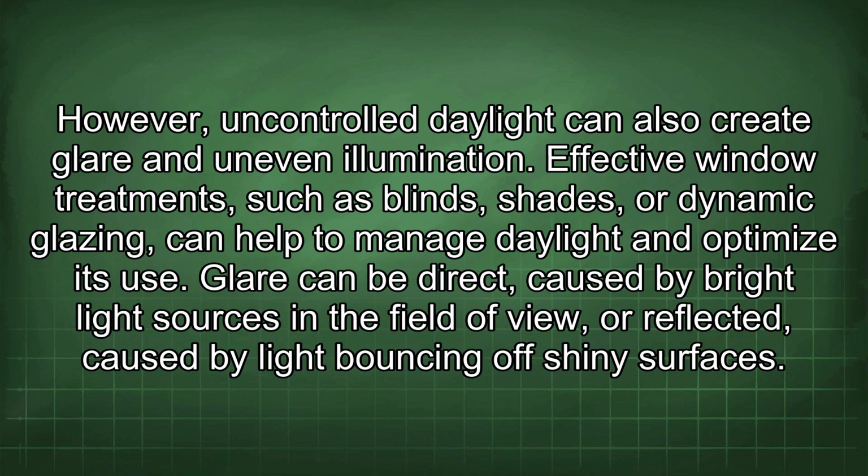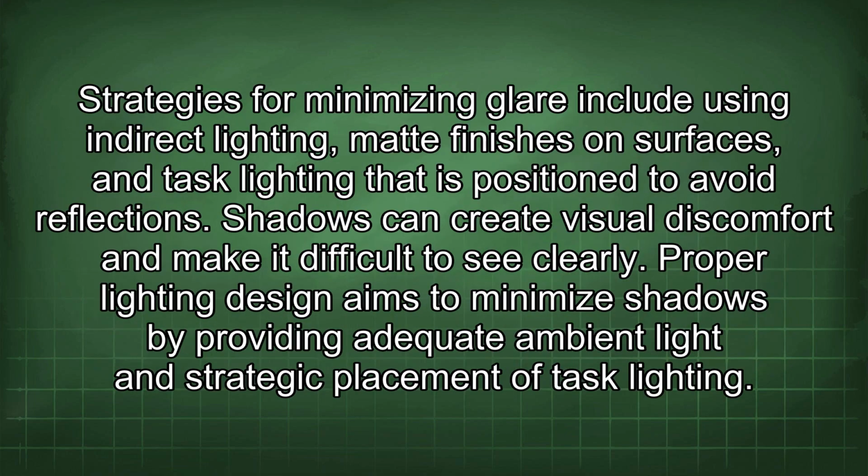Glare can be direct, caused by bright light sources in the field of view, or reflected, caused by light bouncing off shiny surfaces. Strategies for minimizing glare include using indirect lighting, matte finishes on surfaces, and task lighting that is positioned to avoid reflections. Shadows can create visual discomfort and make it difficult to see clearly. Proper lighting design aims to minimize shadows by providing adequate ambient light and strategic placement of task lighting.